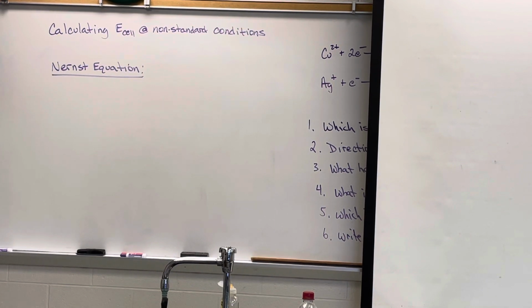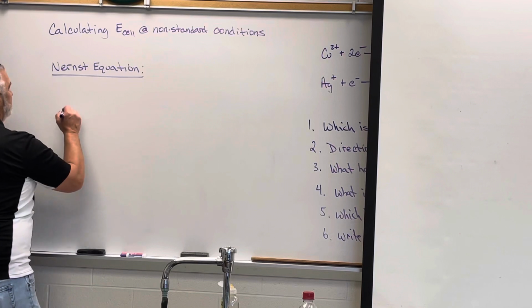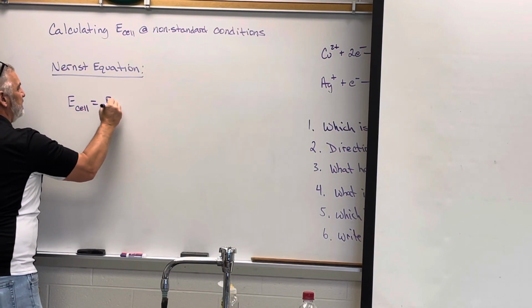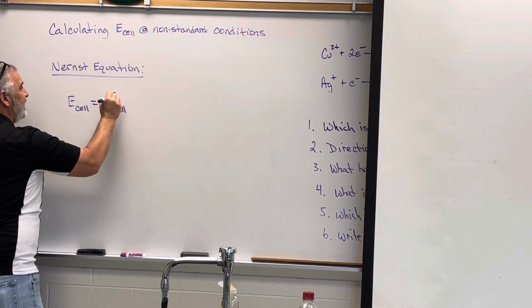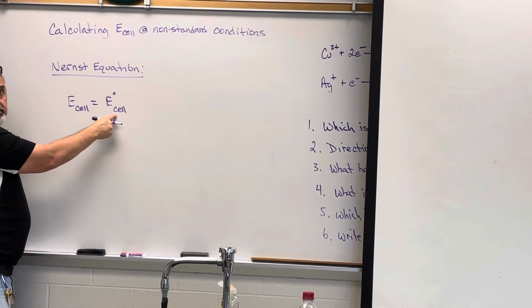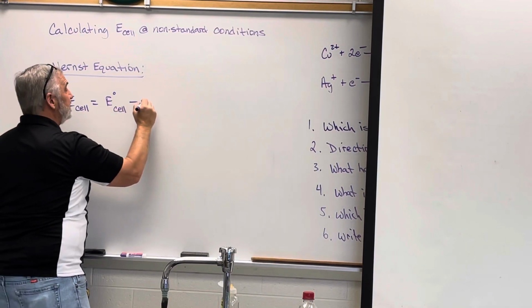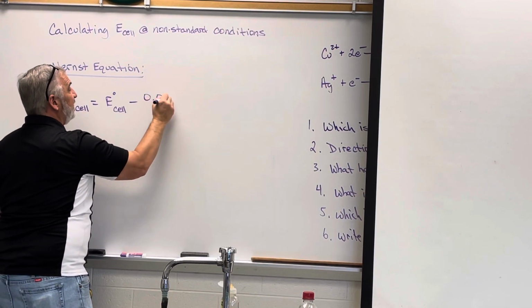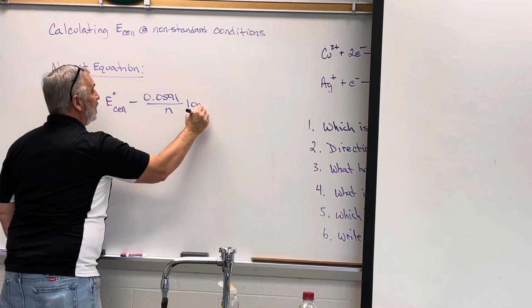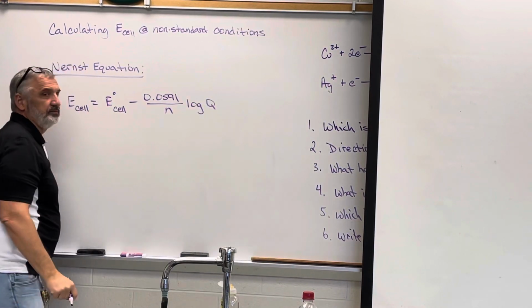Okay, so the Nernst equation is simply this. E cell at non-standard conditions is going to equal the E cell at standard conditions, that's what this is, E red minus E ox, minus 0.0591 over n times the log of Q.